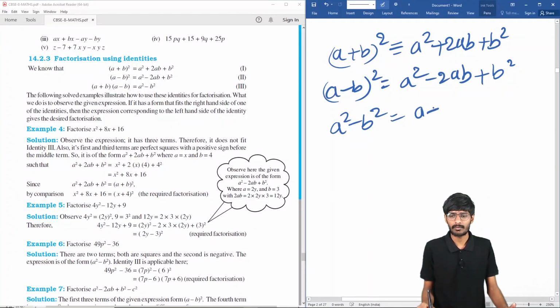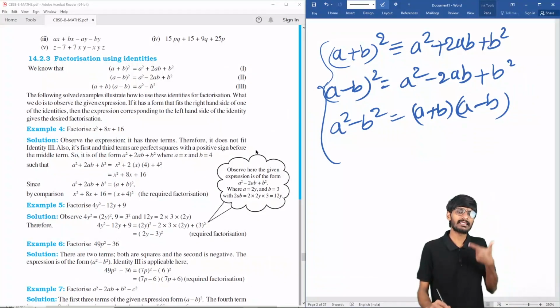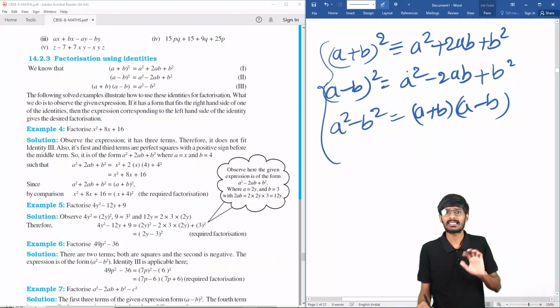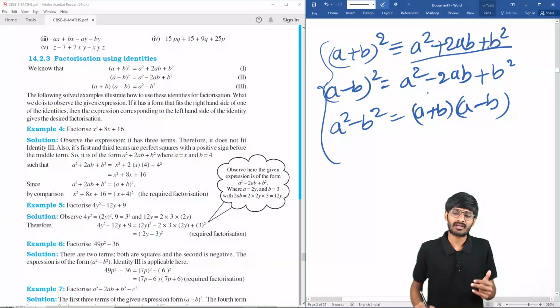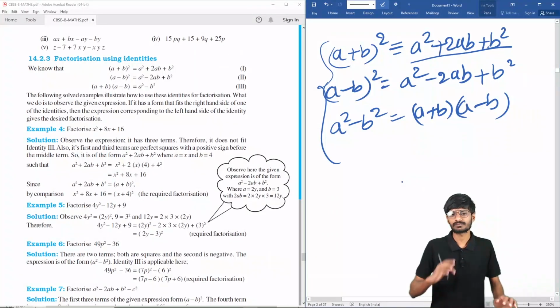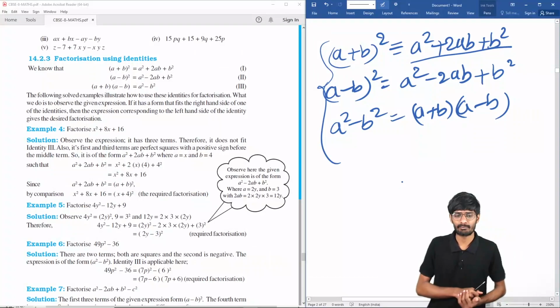So it is nothing but (a plus b) into (a minus b). So these three are the identities we are having. At any point of time, if there is any expression which is similar to this expression, you can write it in terms of (a plus b) whole square. The same applies for the next two identities, students. So this will make the factorization easier, more simple.